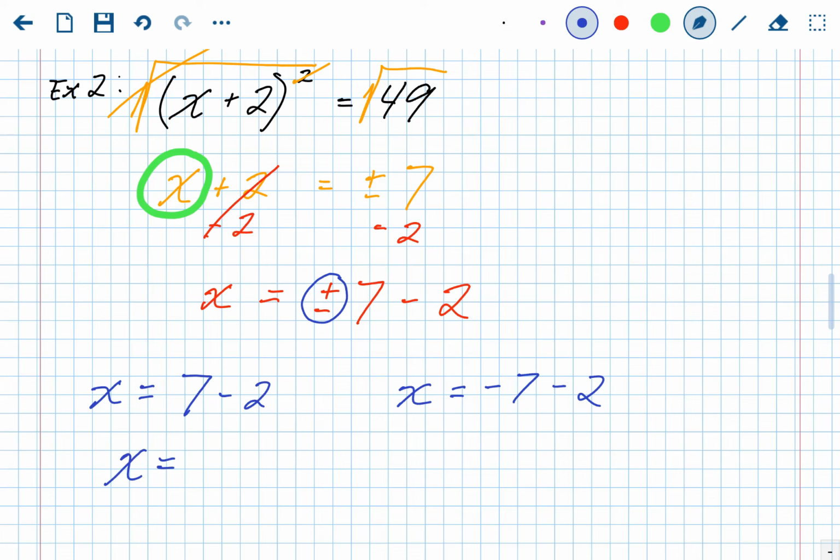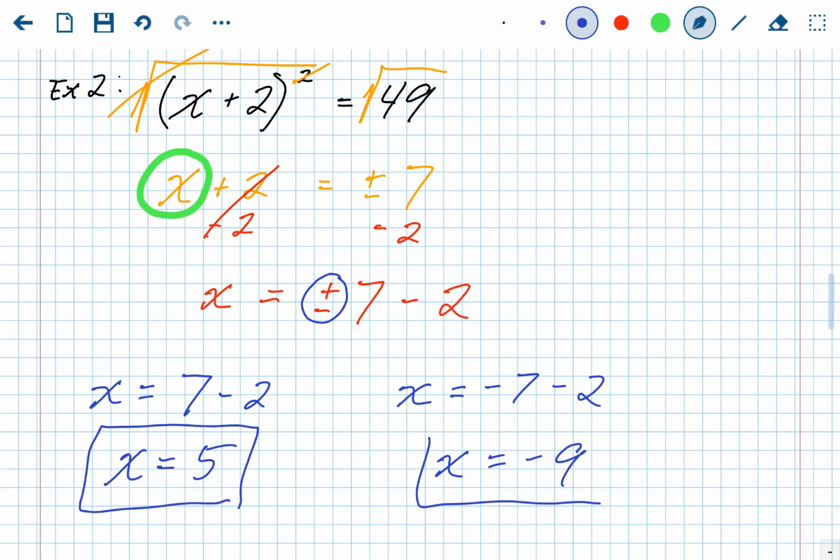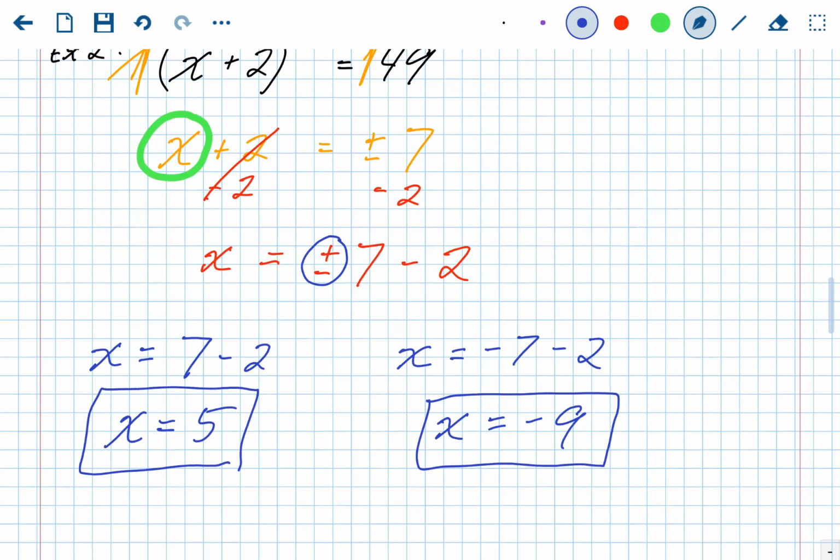So x equals 7 minus 2, 5. X equals negative 7 minus 2, which is negative 9. So you don't always get the same number. Sometimes you do. In that first problem, we got the same numbers, positive 4 and negative 4. This problem we didn't. We got positive 5 and negative 9. So don't just get one answer and then automatically assume that the other one's going to be negative.